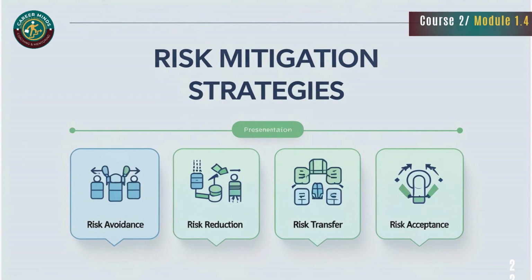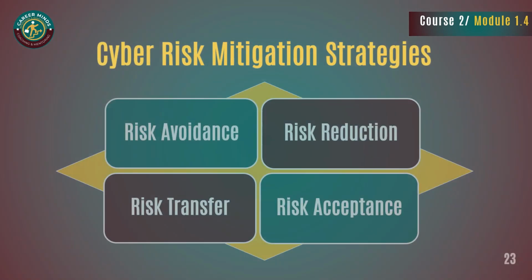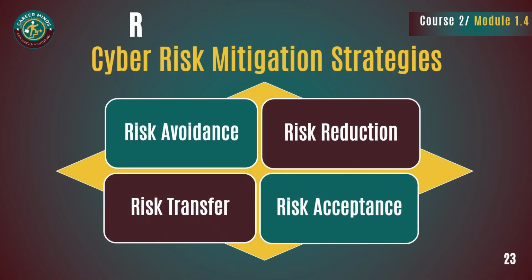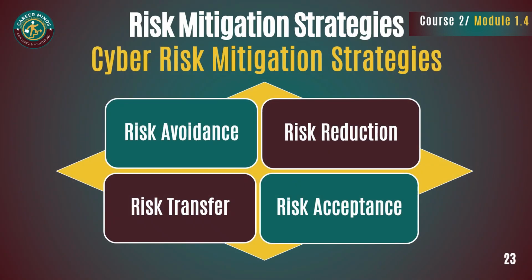So now let's look at some risk mitigation strategies, because after we assess risk, the next step is to decide what to do about them. This is where mitigation strategies come in. And here are 4 main approaches to risk mitigation. Okay. Number 1 is risk avoidance.